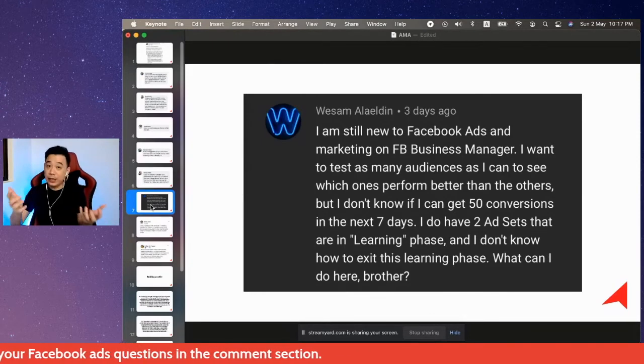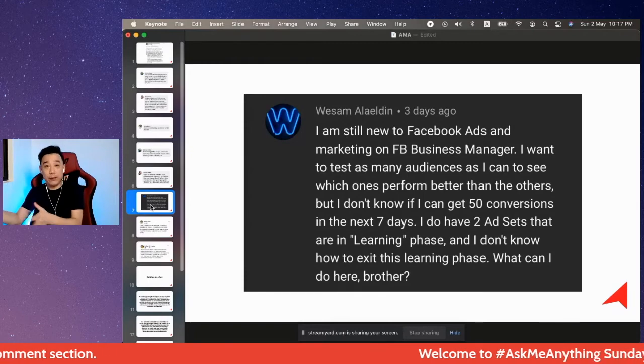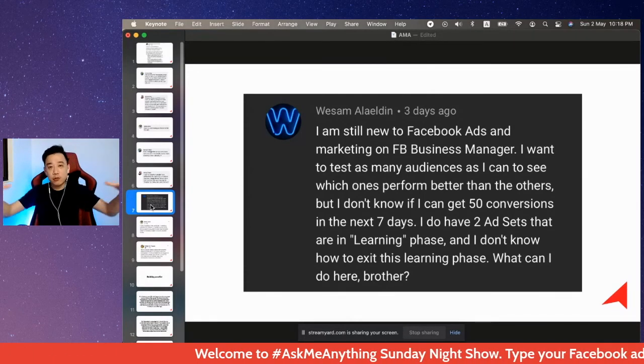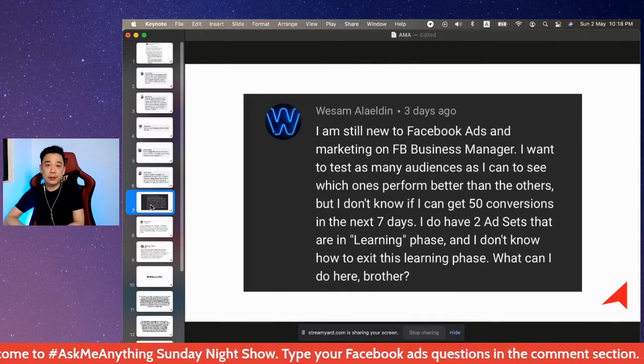In order to exit learning, you've got to spend enough to get enough conversions to exit learning within a period. So that's the only way. So if you're testing too many, let's group the budget together. That's what I think, and you have a better chance of exiting the learning. So that's what I think.